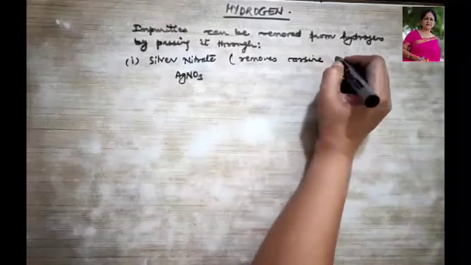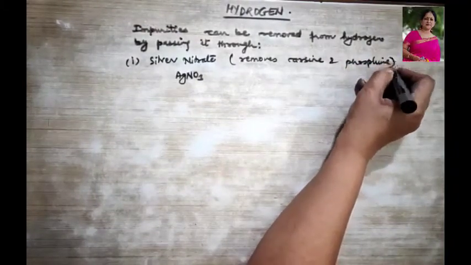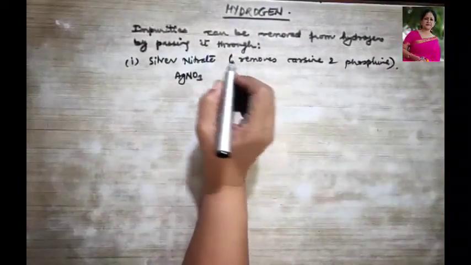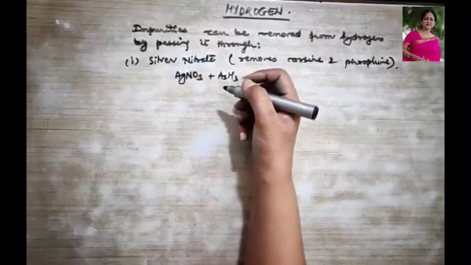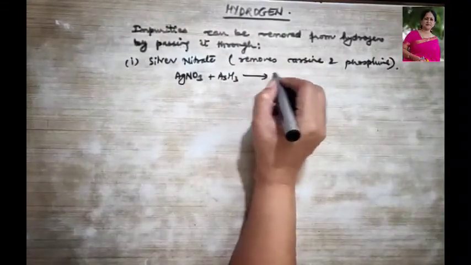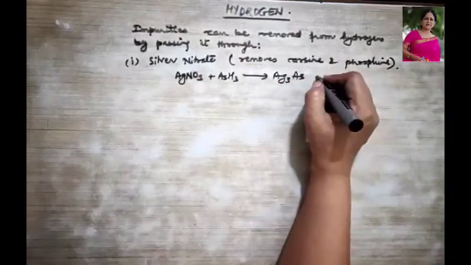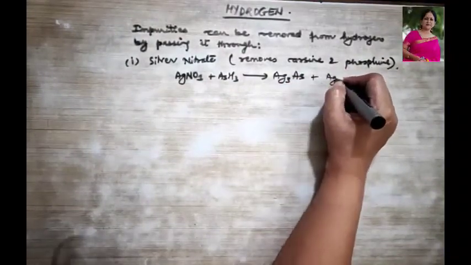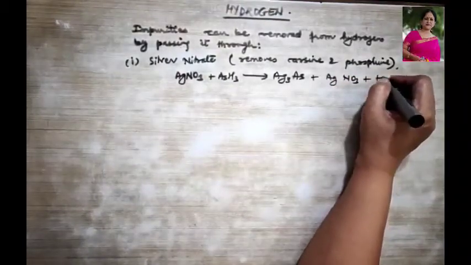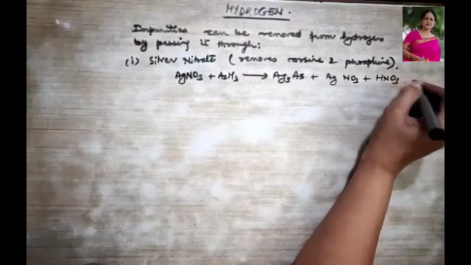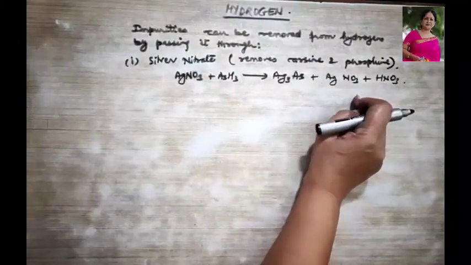It removes arsine and phosphine. Okay, so AgNO3, when it combines with arsine, that is AsH3, what is it going to form? It will form silver arsenide plus nitric acid. Some part of silver nitrate will be left unreacted.